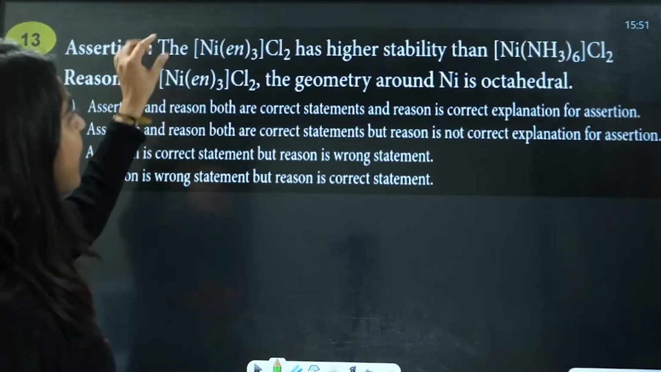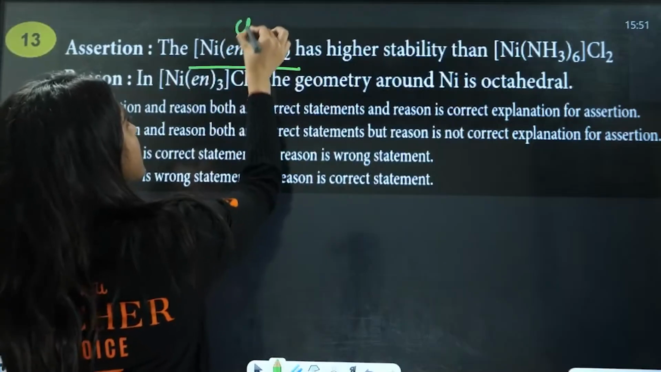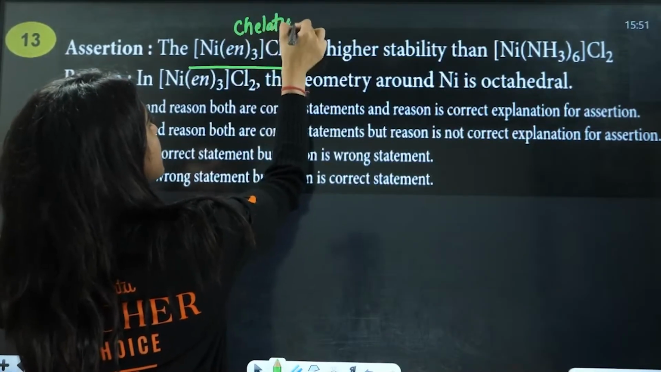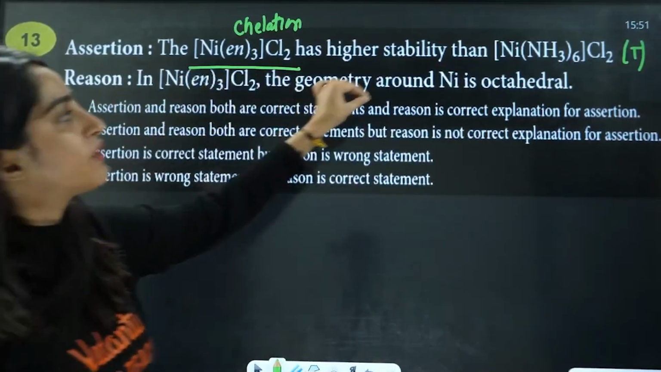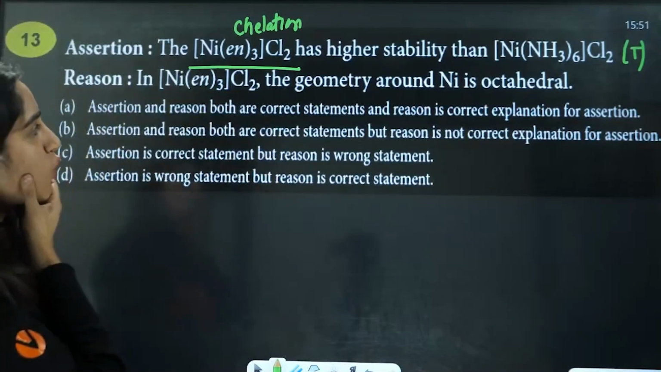Next is, this one has higher stability than this one. This is because of chelation. Okay, the answer here is chelation. So this is the true statement. In this, the geometry around nickel is octahedral. Is this correct? The geometry around nickel is octahedral.